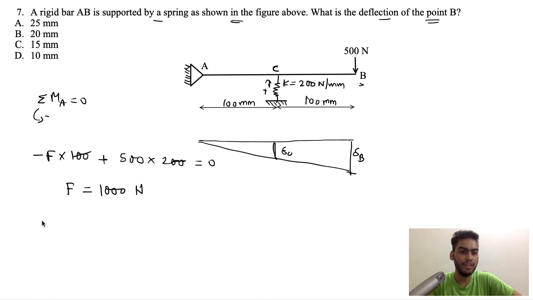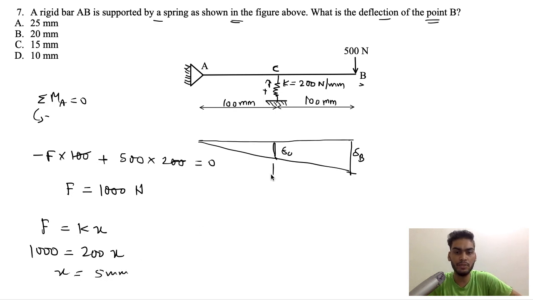So we know this relation for a spring, the force displacement relation. F is equal to Kx. F is 1000 Newton and K is given as 200 Newton per mm. So from that we obtain the displacement of the spring as 5 mm. So this deflection here is 5 mm.